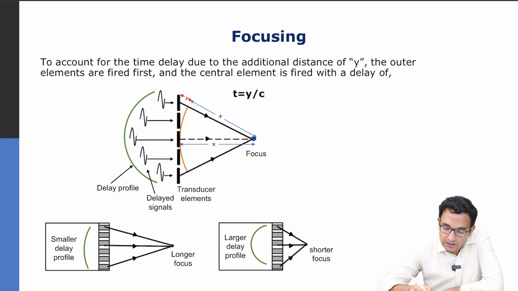And here is an example of how we can also change the focal length within certain limitations of the size of the aperture, number of available elements, etc. We can change the depth of focus. For example, if I choose a delay profile which is like this, then I can go for a longer focus, right? But I can have a sharper delay profile and go for a shorter focus. So these are some possibilities when you have an array element.